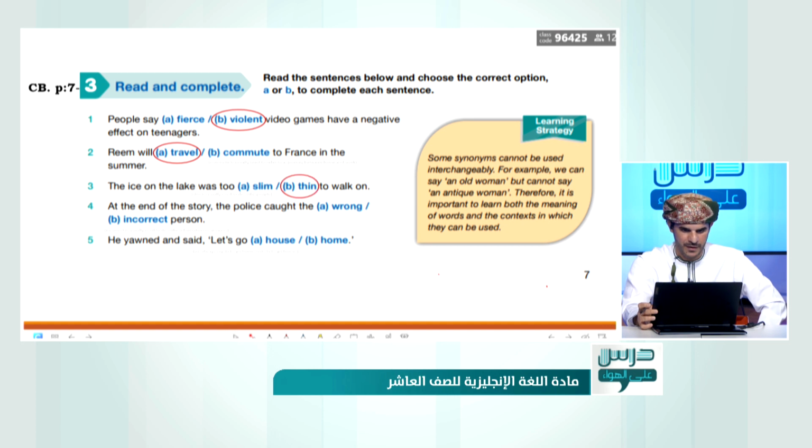Number 3, thin, because slim we usually use with people. Number 4, wrong, because incorrect, usually we use it with information and answers. Incorrect answer, incorrect piece of information. But with persons, people, use wrong. The wrong guy, the wrong man, the wrong woman.